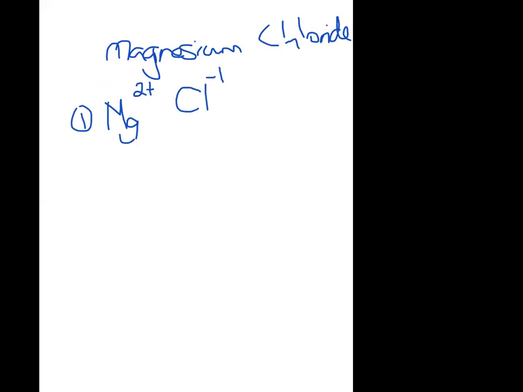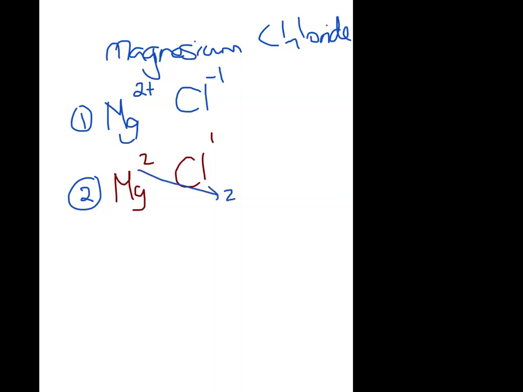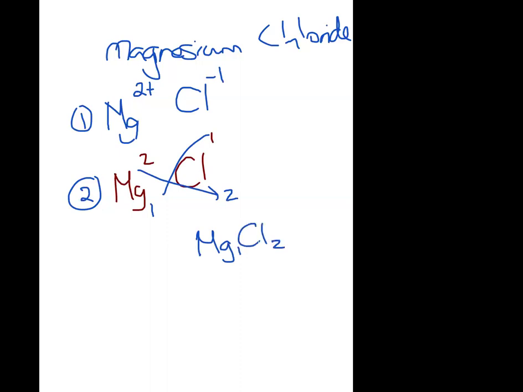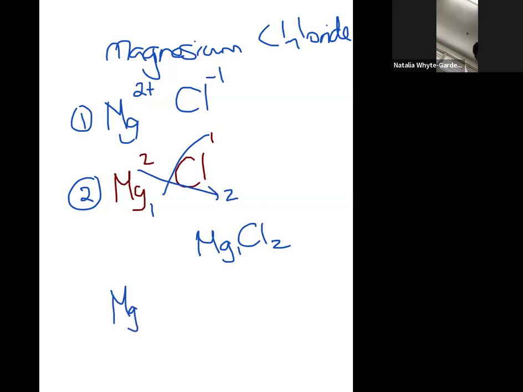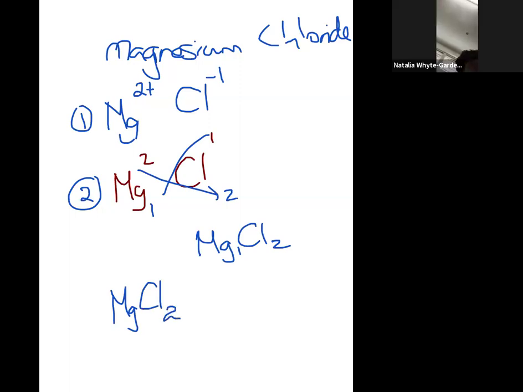So write this, swap. So it's Mg2Cl1. Then what's the next thing that I'm going to do? I'm going to swap. 2 goes there, 1 goes here. So this is Mg1Cl2. So for magnesium we don't write the 1, so it's Mg, and we have Cl2. That's clear. The 2 goes at the bottom right hand corner.